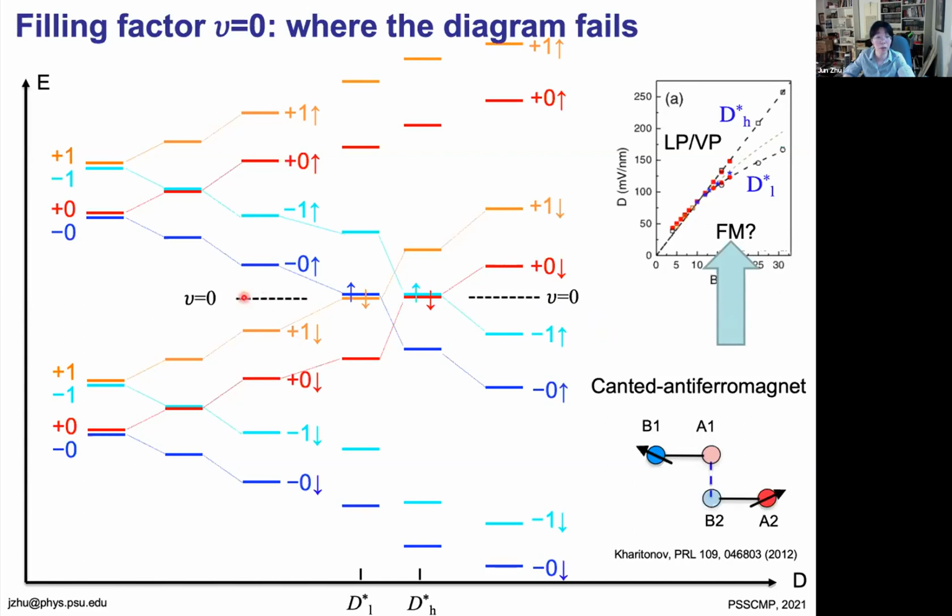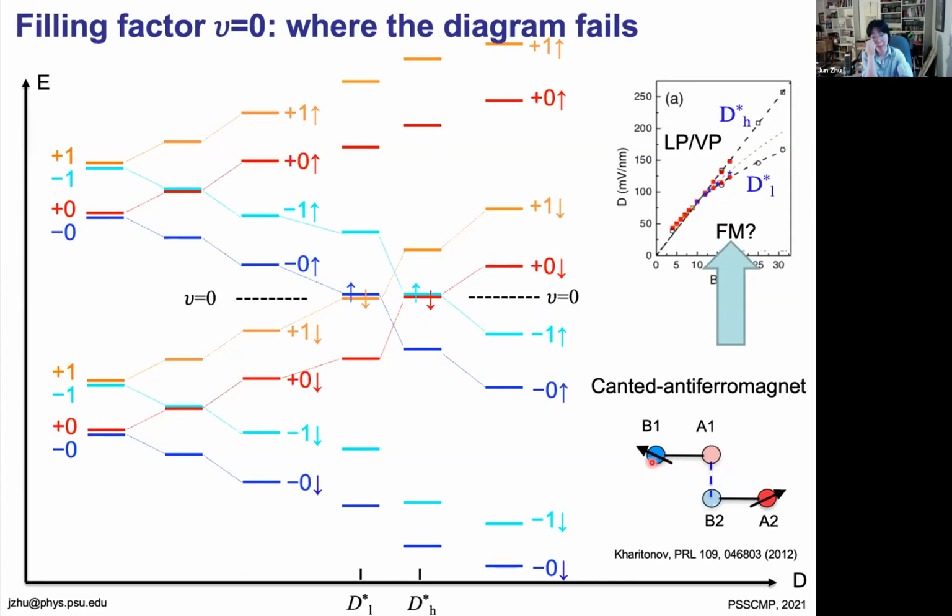In fact, correlation is so strong at this point that the system rearranges these 4 levels that are above and below 0. And the outcome is a canted antiferromagnet, where the wave function occupies both layers, so there is no valley polarization or layer polarization. And the spin sector forms a canted antiferromagnet. There is a small component in the z direction along the direction of the magnetic field, but most of the spin component is in plane and it is antiferromagnetic. So net spin is 0.